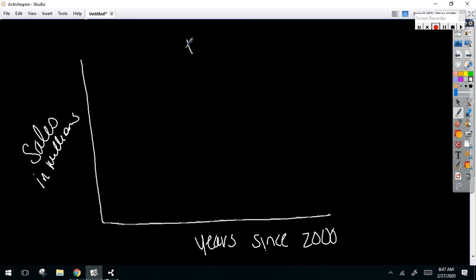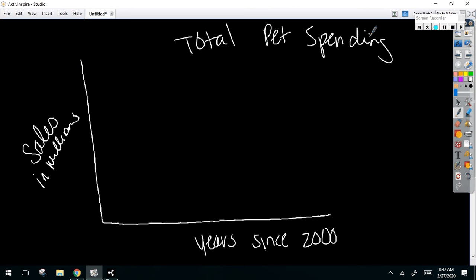This is the total, boys, stop drawing on that board back there. Total pet spending. How much do people in the U.S. spend on their pets per year? Per year.